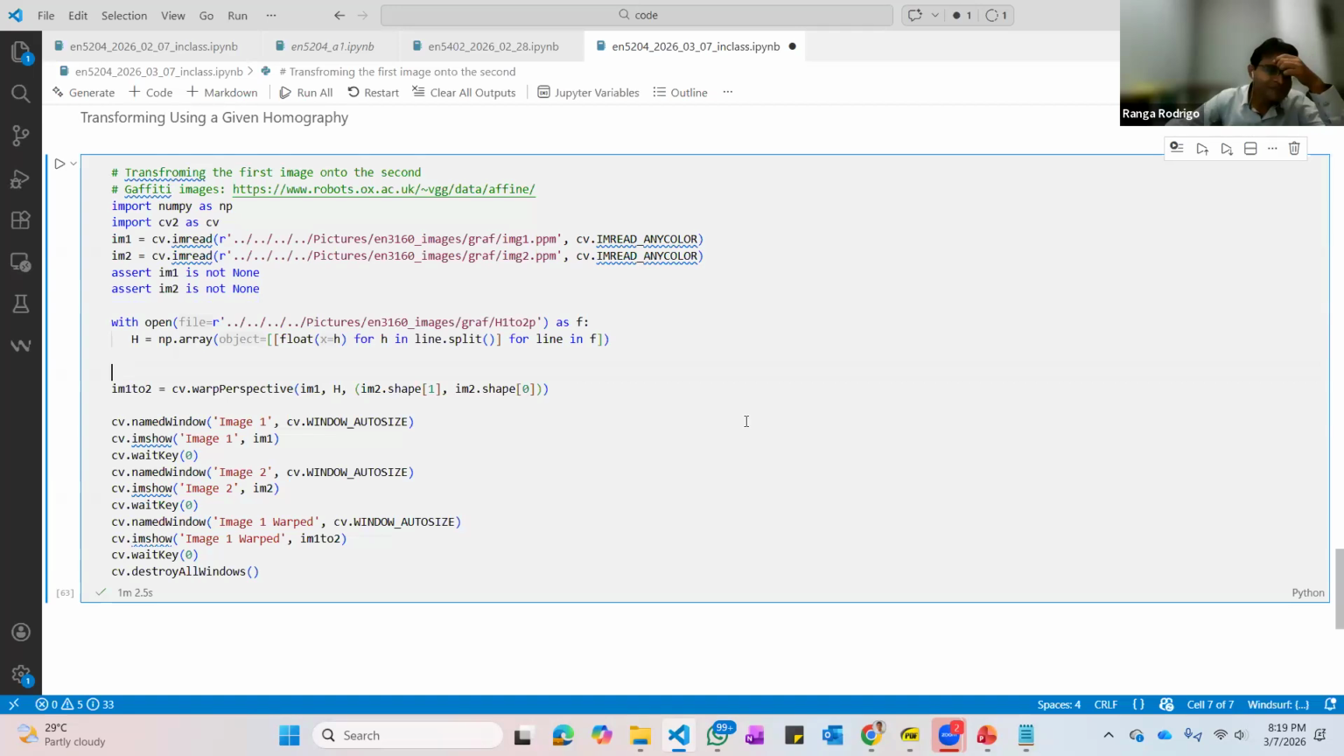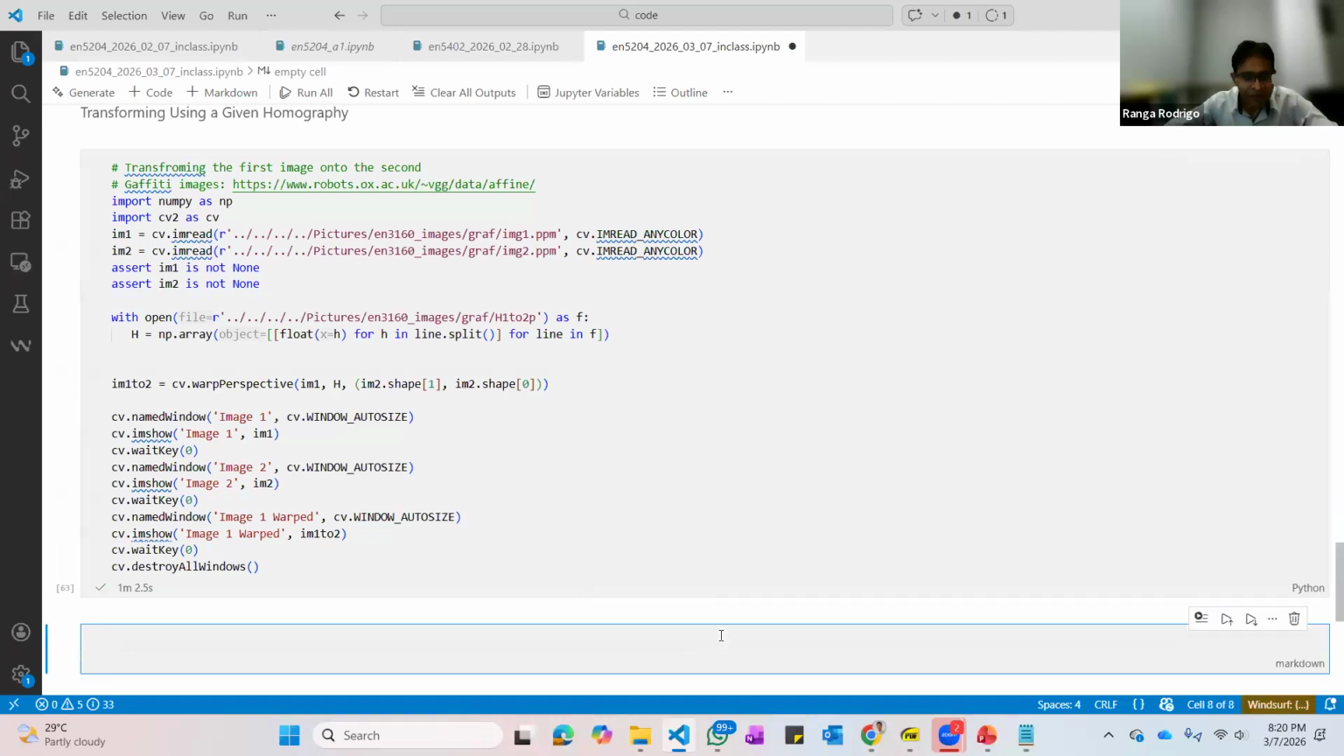These images I have uploaded. If you want to transform the second image onto the first, you can get the inverse of this homography. That also we can do. Second onto the first.